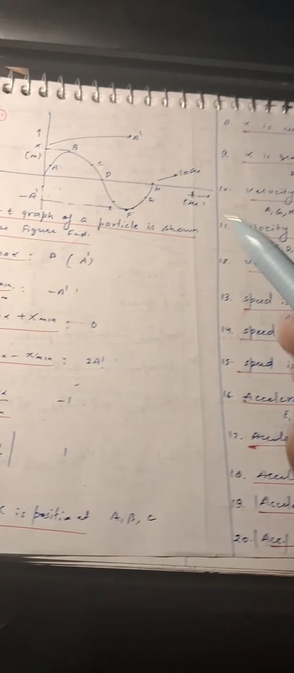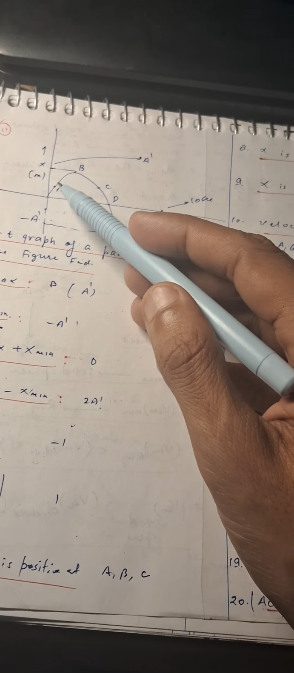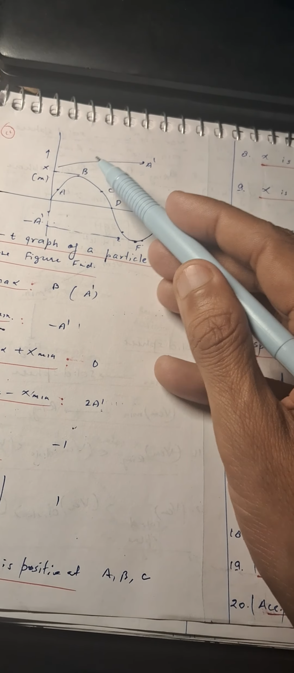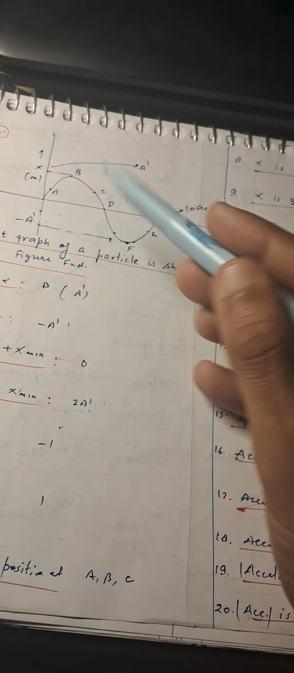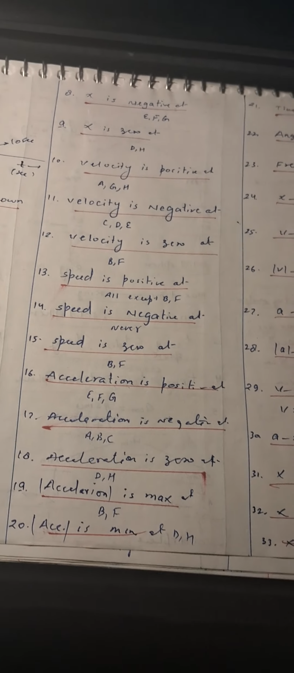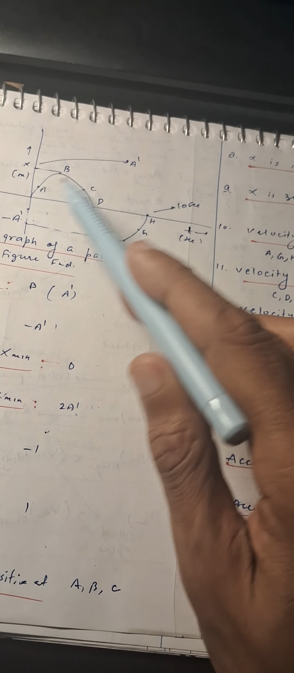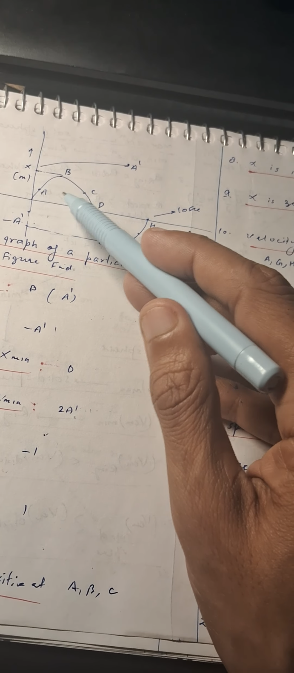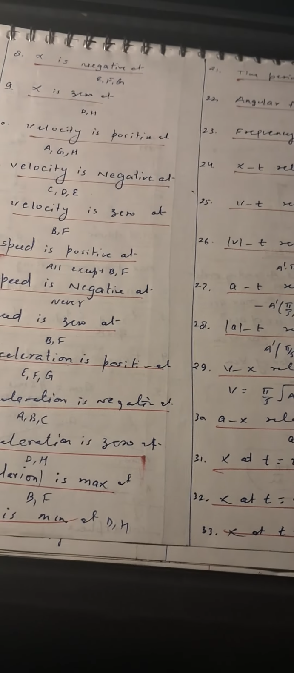Then acceleration is negative. Similarly, if the shape is concave downward, we can see that the velocity at a is positive, at b it is 0, and at c it is negative. So acceleration is negative during the part a, b, c. Then acceleration is 0 at d and h, because they correspond to the inflection points. Here acceleration is negative, here it is positive, so here it has to be 0.